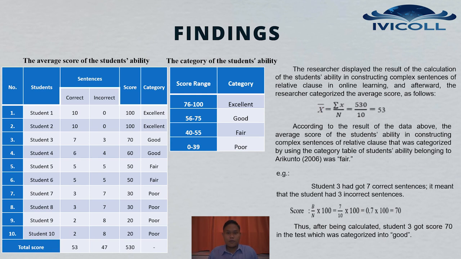I chose student 3 here to be presented in this research. As you can see, student 3 had 7 correct sentences. It means that the student had 3 incorrect sentences. You can see the formula: 7 divided by 10, and after that multiplied by 100, and the result is 70. Thus, after being calculated, student 3 got a score of 70 in the test, which was categorized as good.